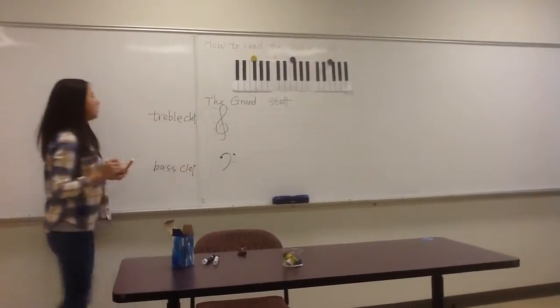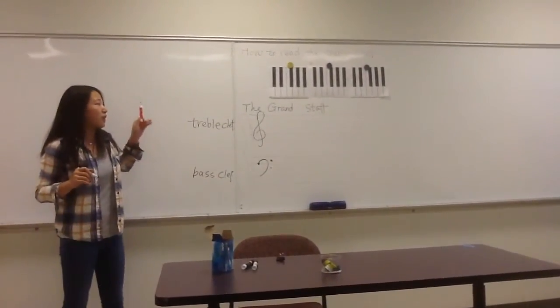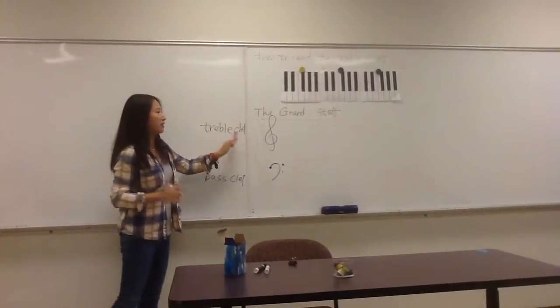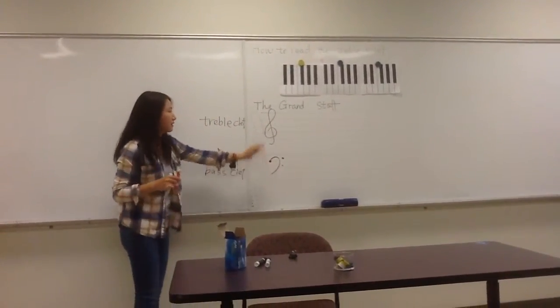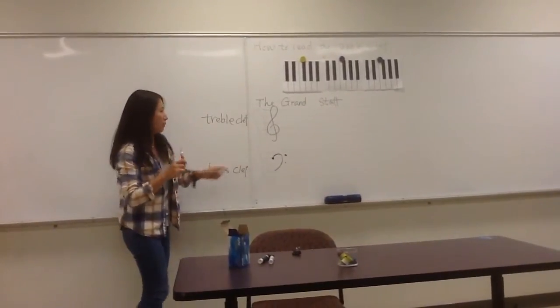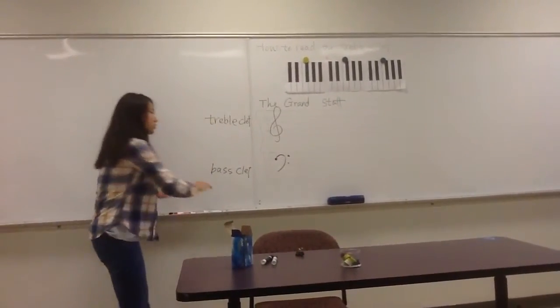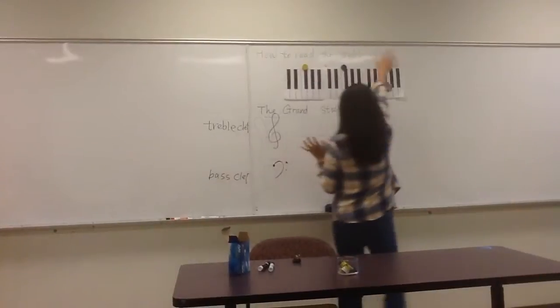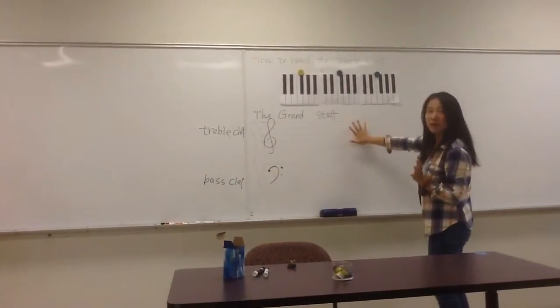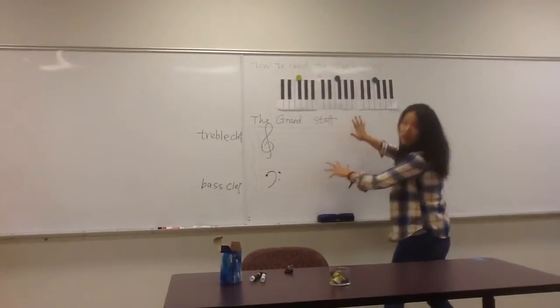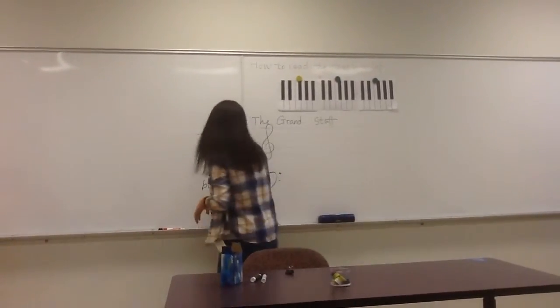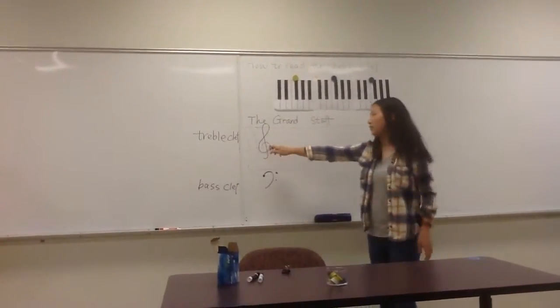Okay, so we always put the treble clef at the upper staff. We always put the bass clef for the lower staff. So when we use the score, we use the right hand to play the top staff. Okay? We use the left hand to play the lower staff. Okay? Good.